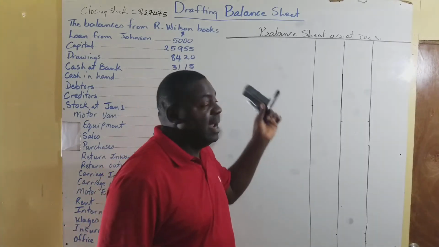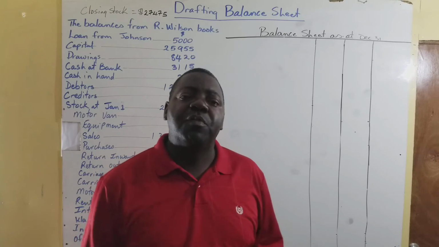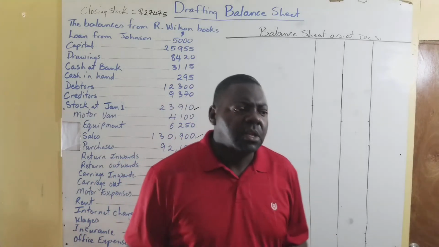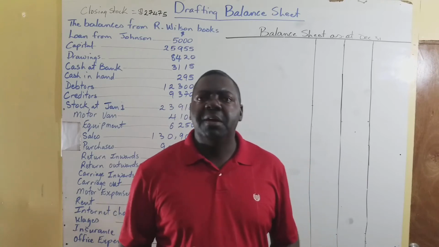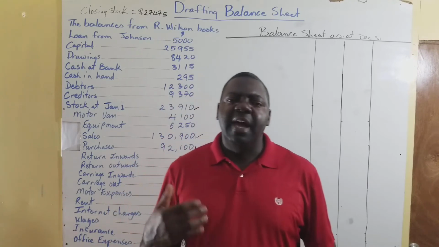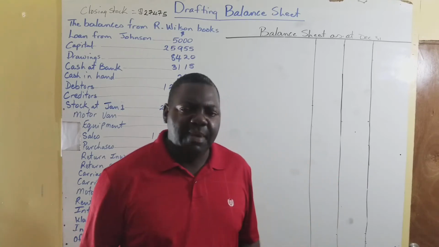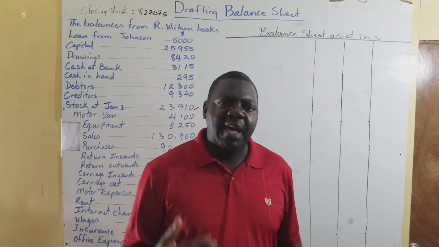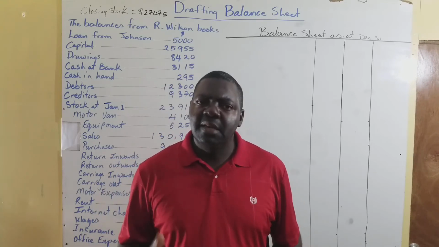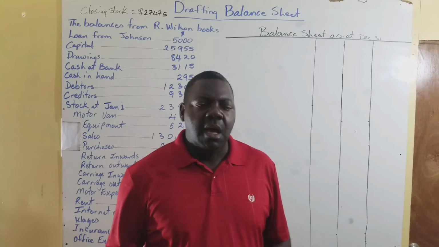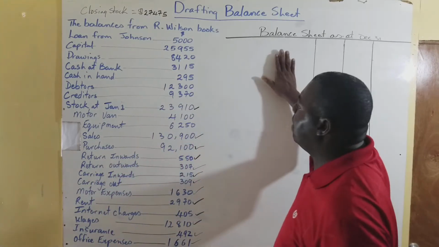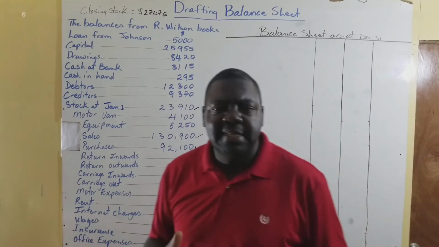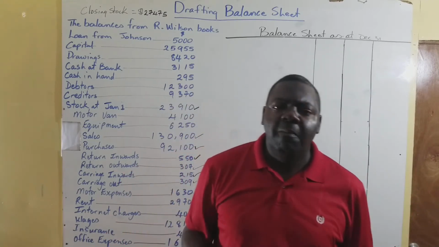We're going to do the balance sheet, also sometimes referred to as the statement of affairs. Now, what is the balance sheet? It's a list of the assets and the liabilities in the company. That's what the balance sheet is prepared from, a list of the assets and the liabilities in the company.